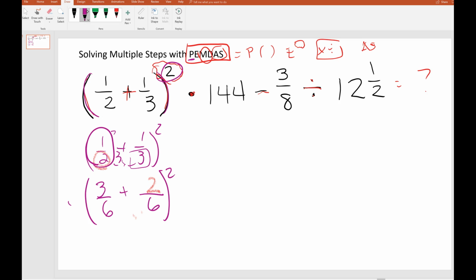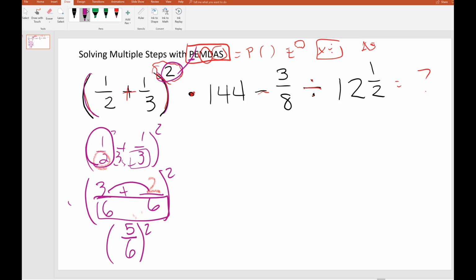But we can go ahead and reduce this one more time. 3/6 plus 2/6. We add our 3 plus 2, which is our 5. We put it over the same denominator. We just slide that denominator and we raise that all to the second power. So we've finished our parentheses. We don't have any more here.